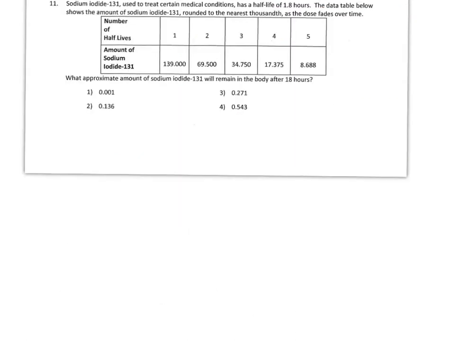Okay, so number 11 also deals with the half-life formula because it says here that the substance has a half-life of 1.8 hours. They want to know what is the approximate amount of sodium iodide 131 that will remain in the body after 18 hours. So we want to know after 18 hours have passed how much remains. So that 18, I'm going to replace the T with. All right, so let's start making our exponent up here. Now the H, the half-life, they tell us is 1.8 hours. So I'm going to replace the H with a 1.8.